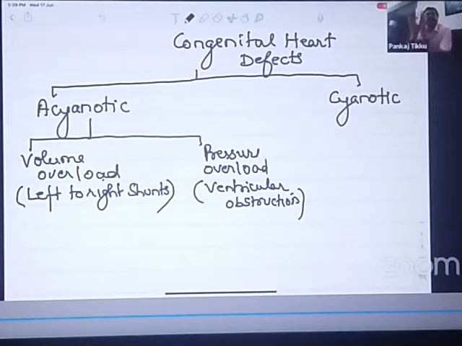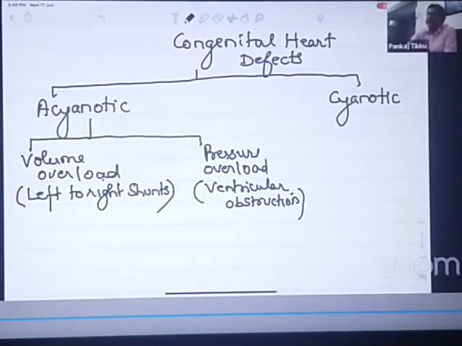So I'll again repeat, congenital heart defects are divided into two categories, acyanotic and cyanotic heart diseases. Acyanotic heart diseases again are divided into volume overload and pressure overload diseases. Volume overload diseases primarily are those with left to right shunts, that is shunting occurring from the left side of the heart to the right side of the heart. On the other hand, pressure overload lesions are those which create pressure overload on the heart due to ventricular obstruction, so either obstruction in the right ventricle or obstruction in the left ventricle.